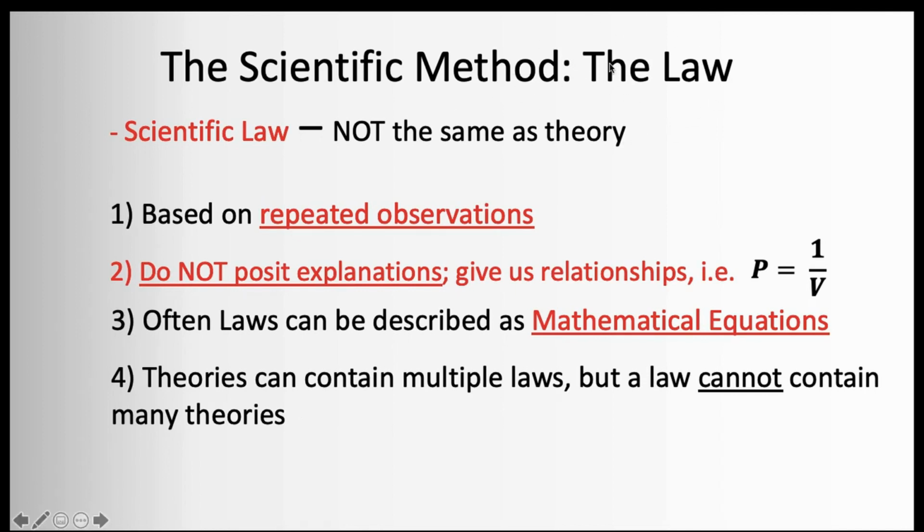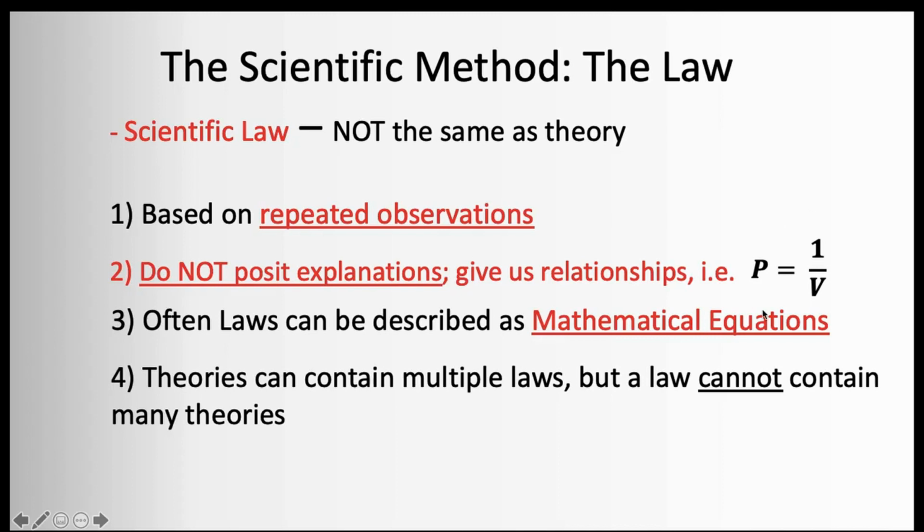So what is the law then? What is the difference between the law and theory? The law is based on repeated observations. They do not give us explanations of those observations, but they give us a relationship. So the law is a mathematical relationship. Whereas a theory is a general model that tries to explain why we see these relationships. The law just gives us a mathematical relationship, a mathematical equation.